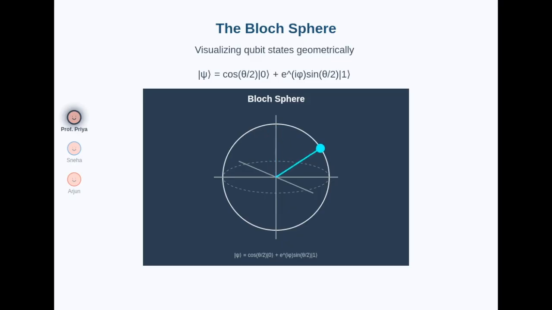Now, let me show you a beautiful way to visualize qubits. Any qubit state can be represented as a point on the surface of a sphere called the Bloch sphere.